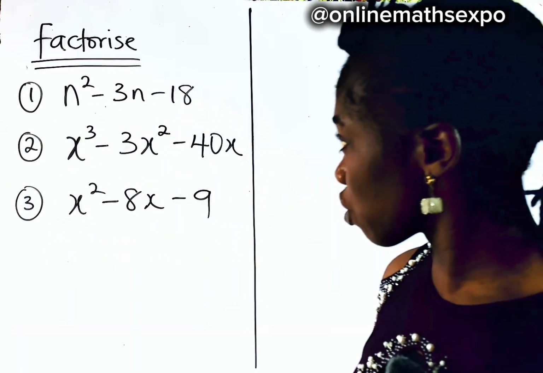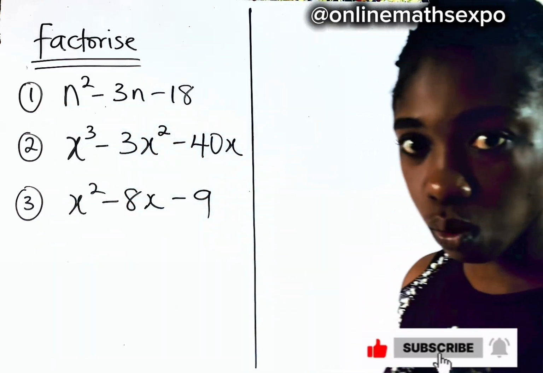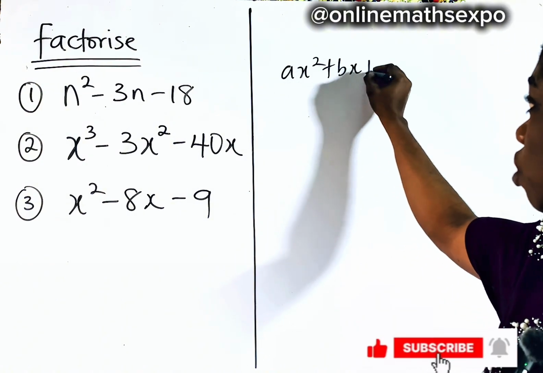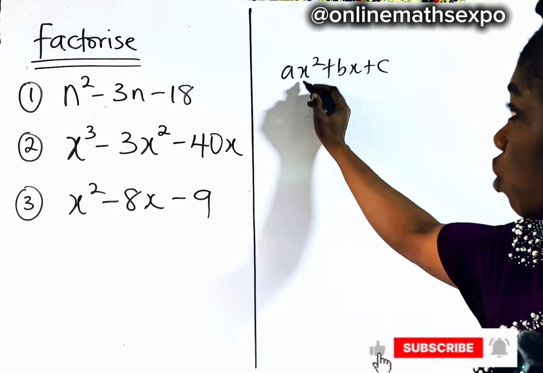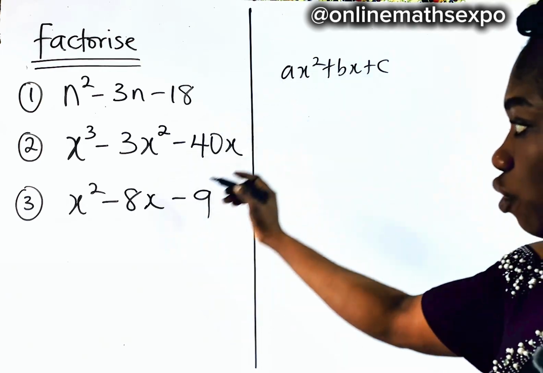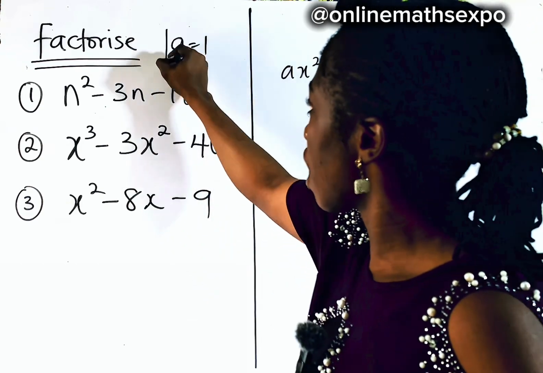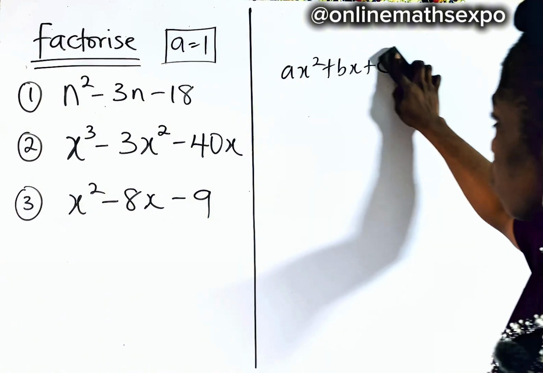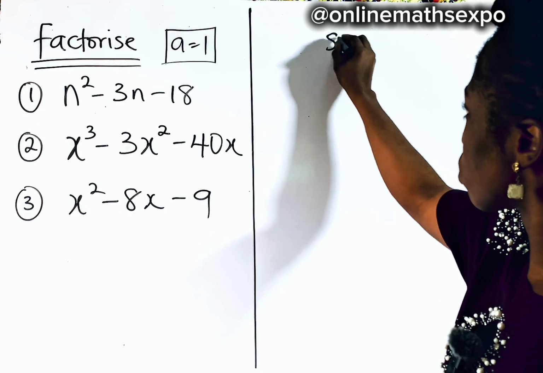Remember, you also observe that our A in this expression is 1. Remember our general quadratic expression, which we always have as this. So our A, which is the coefficient of x squared, or whichever variable has that square, you observe all of them are 1. So we are still discussing where our A is 1. Now to factorize this, what do you do? So easy. We're going to begin with the solution.